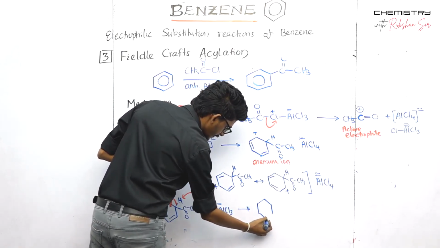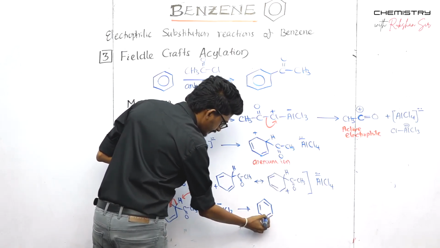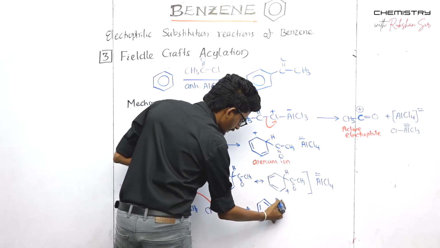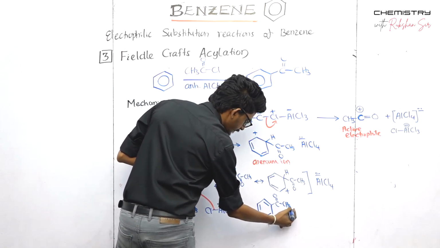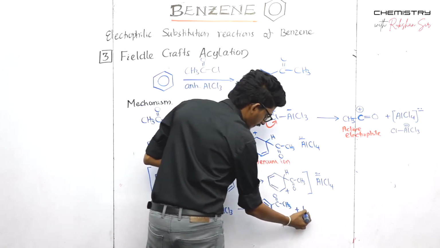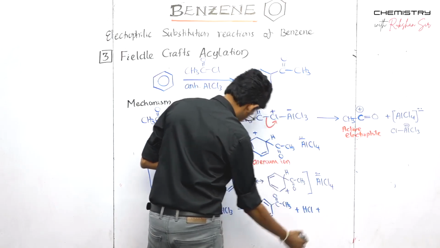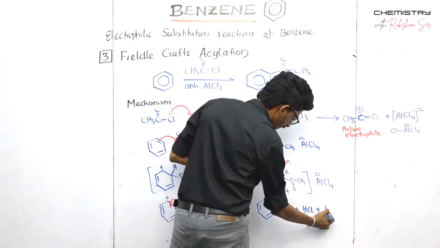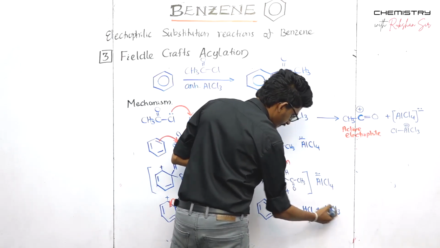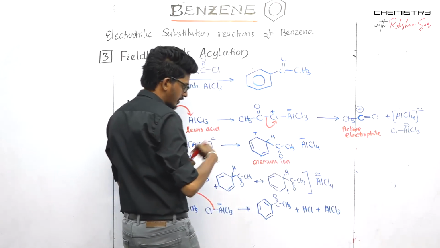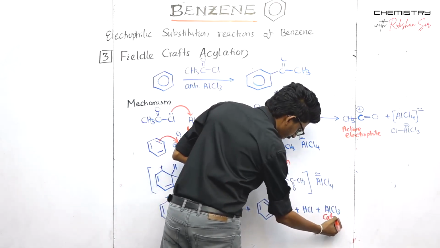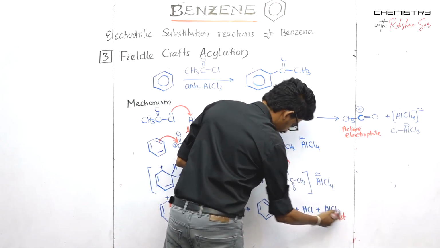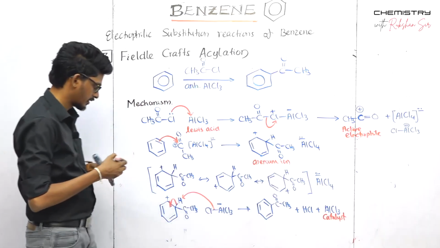So major product and HCl and the AlCl3, which is the regeneration of the catalyst, right? Catalyst, right now. That's it.